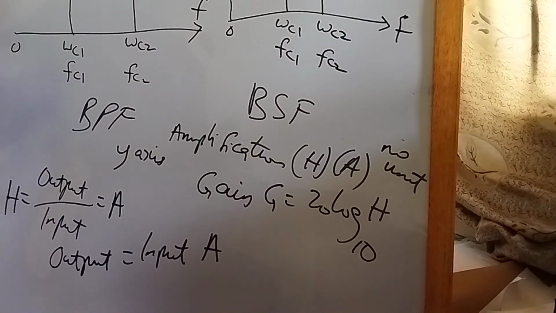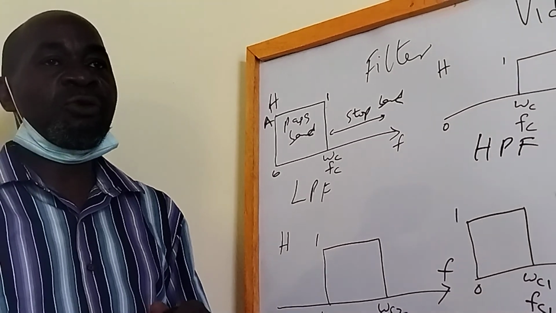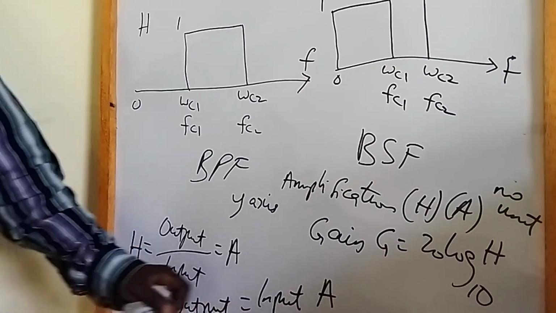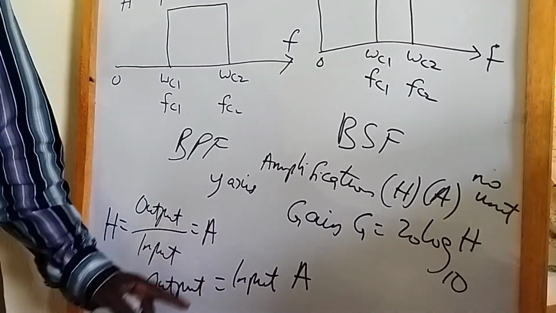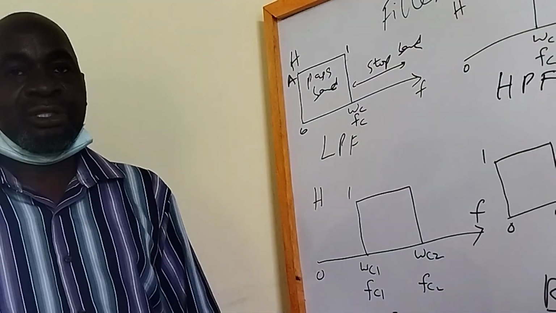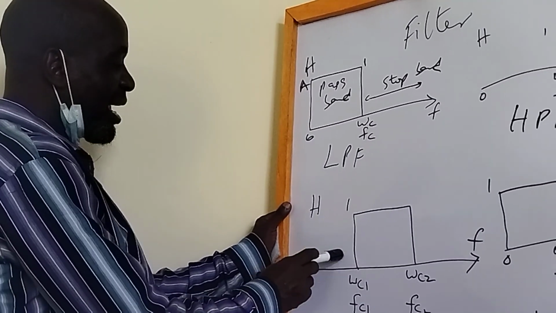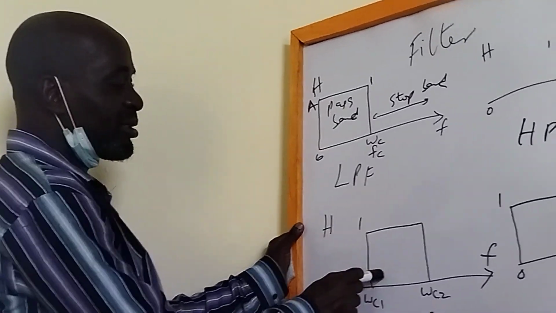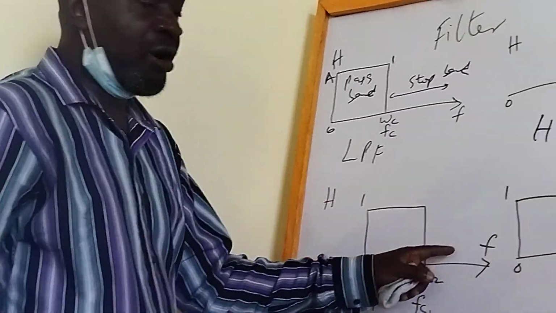Let me ask you again. For the frequency we want to pass, what will be the A of the filter? The answer is that the A of the filter for the frequencies we want to pass is 1. For the frequencies we want to block, what will be the A of the filter? The A of the filter in this case is going to be 0. So that's why in the band pass filter, here the amplification is 0. Here the amplification is 1, so it will allow these frequencies to pass. Here the amplification is 0. It will block this frequency.